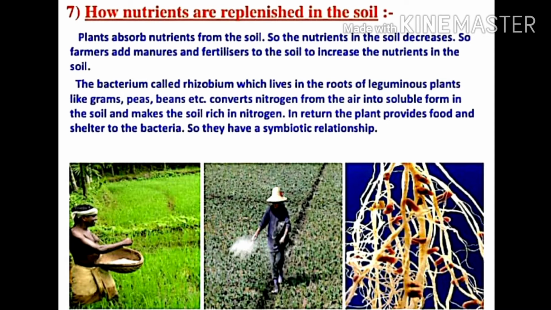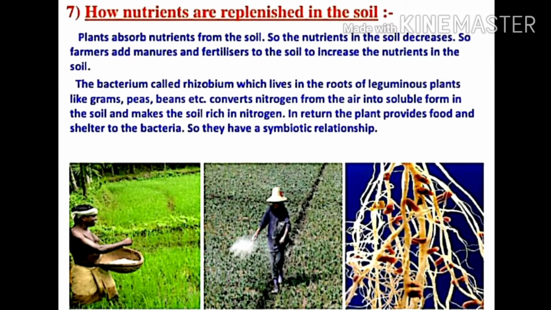There is a bacterium called Rhizobium which lives in the roots of leguminous plants like grams, peas, beans, etc. It has the capability of converting atmospheric nitrogen from the air into a soluble form in the soil and makes the soil rich in nitrogen. In return, the plant provides food and shelter to the bacteria.